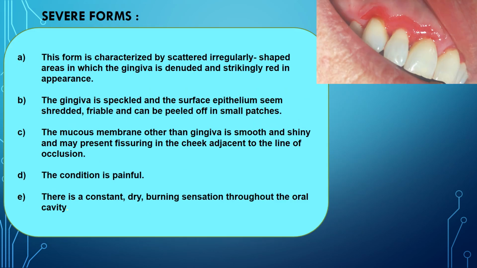So coming to the severe form of desquamative gingivitis, this form is characterized by scattered, irregularly shaped areas in which the gingiva is denuded and strikingly red in appearance. You can see that the gingiva is speckled and the surface epithelium seems threadlike, friable, and can be peeled off in small patches. The mucous membrane other than gingiva is smooth and shiny and may show fissuring in the cheek adjacent to the line of occlusion. The condition is painful and there is a constant dry burning sensation throughout the oral cavity.